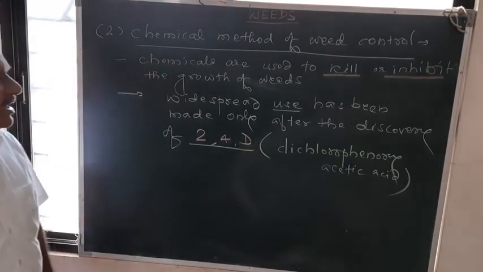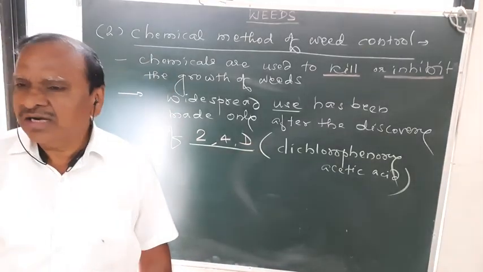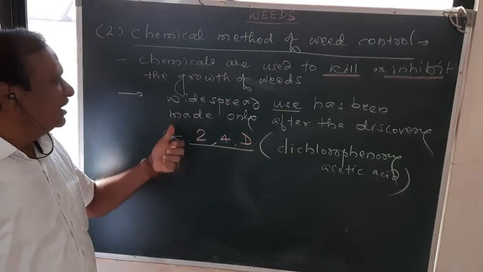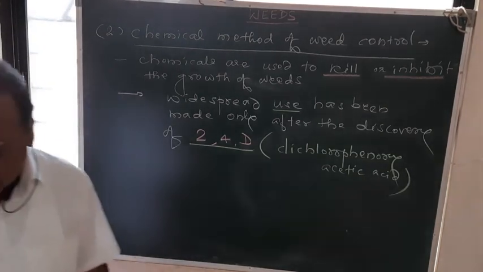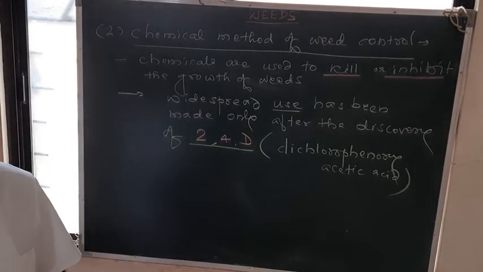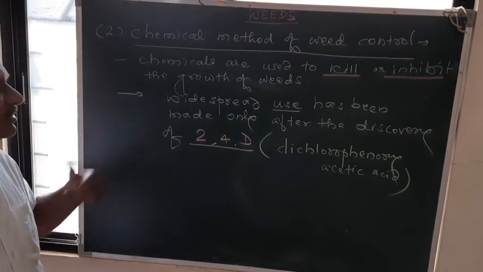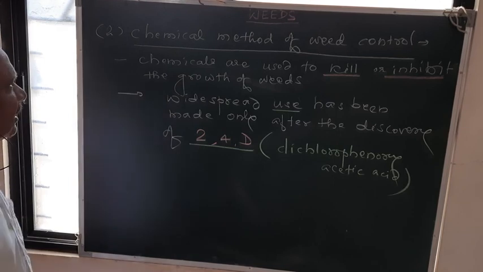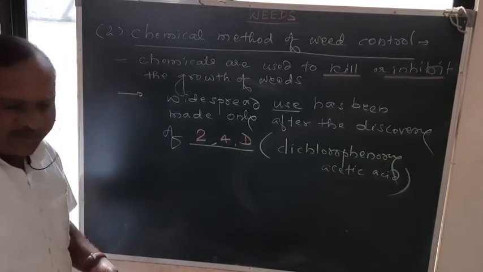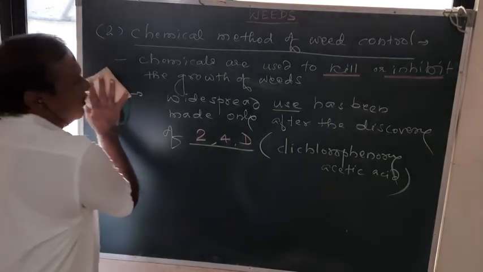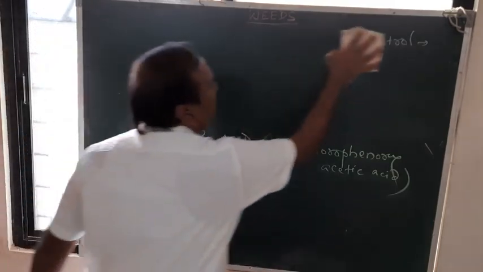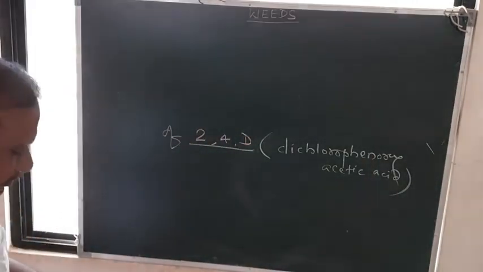2,4-D is a common herbicide, or we call it a weedicide. After its discovery, when it came to the market, its wide use started. Today we shall see one by one the different types of chemicals or herbicides used to control weeds. Number one is 2,4-D.